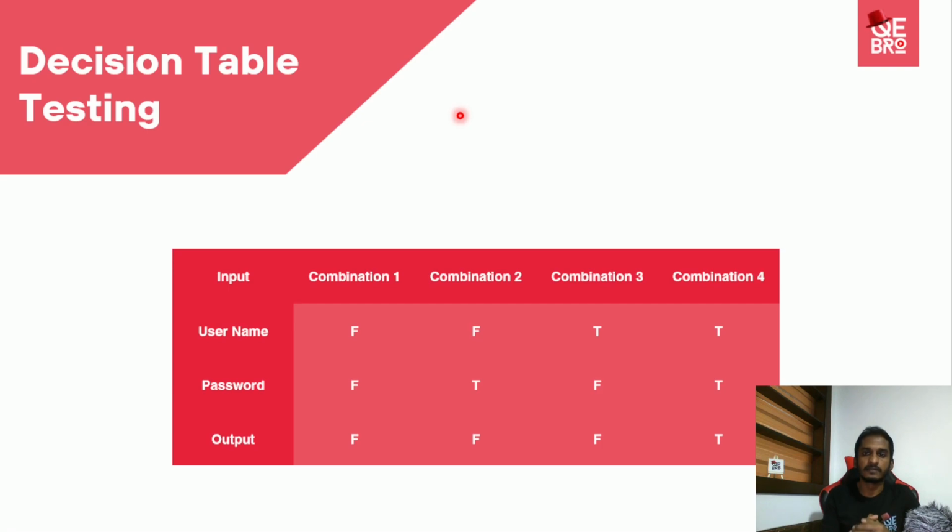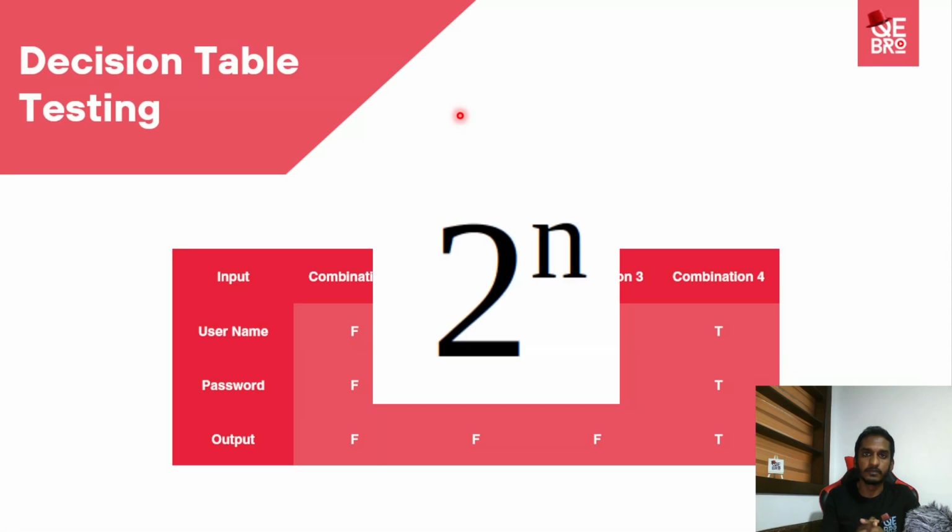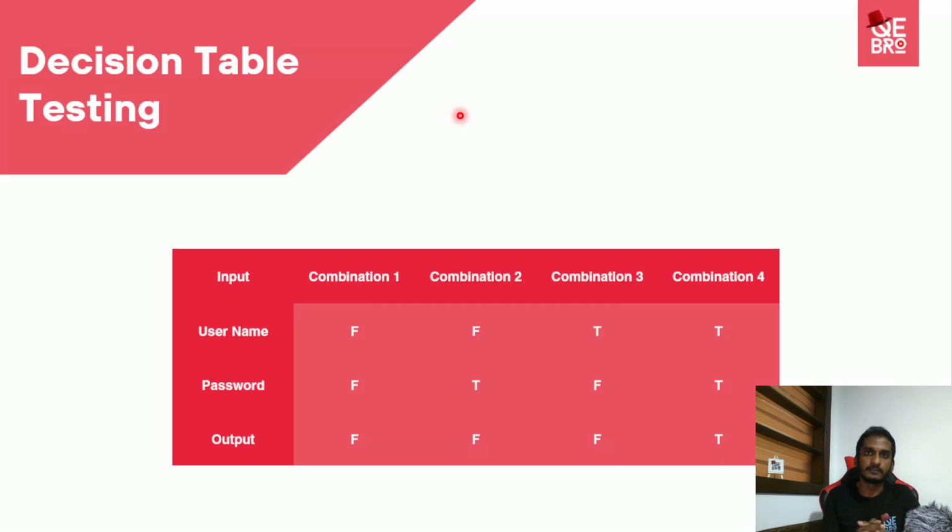So here you can simply create a small table, and when identifying the number of combinations, there's a small equation: 2 to the power n. If you have two inputs, n is 2, and 2 to the power 2 is 4. If you have only 2 inputs, that means there are 4 combinations. Similarly, if you have 5 inputs, that means 2 to the power 5, which is 32 input combinations.